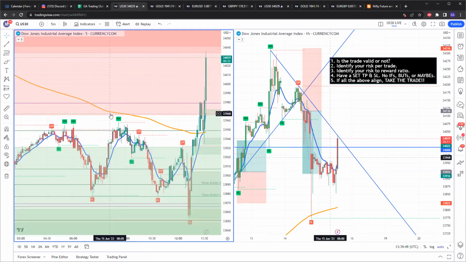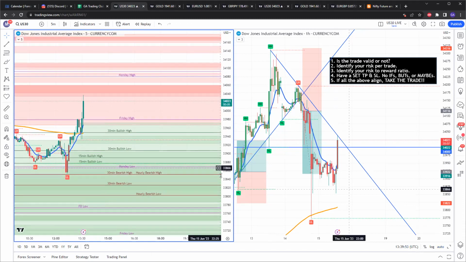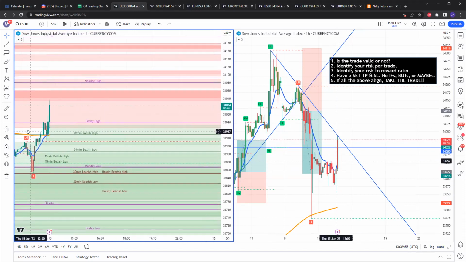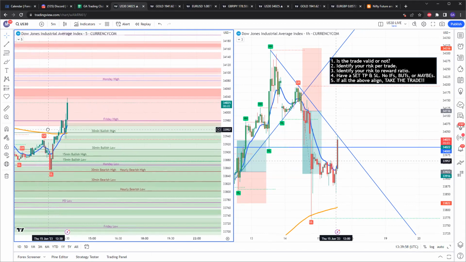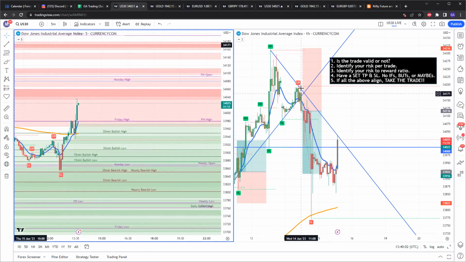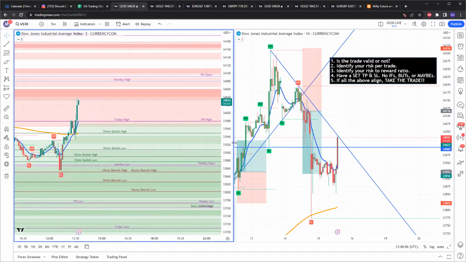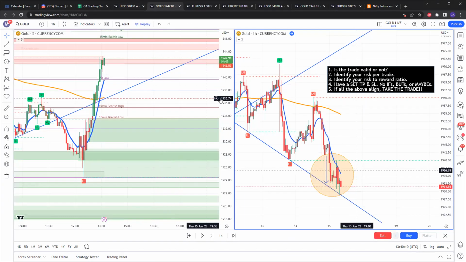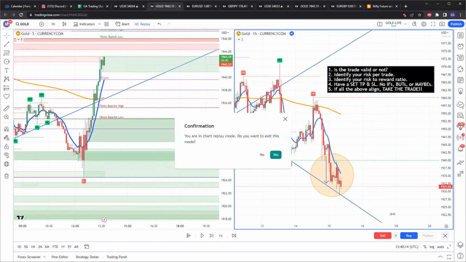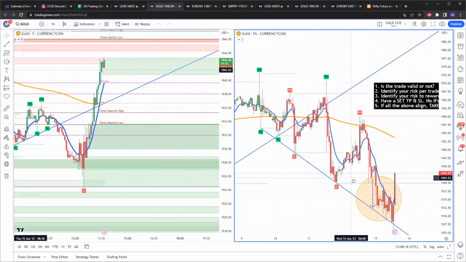Also for that, I need to see where US 30 is. We don't have any bearish markups here. So for US 30, honestly, I don't see any trade. We're definitely rejecting from this trend line. I really don't have any bias for US 30 right now, so I'll just stay out of it. Gold already won that position, that buy for gold.